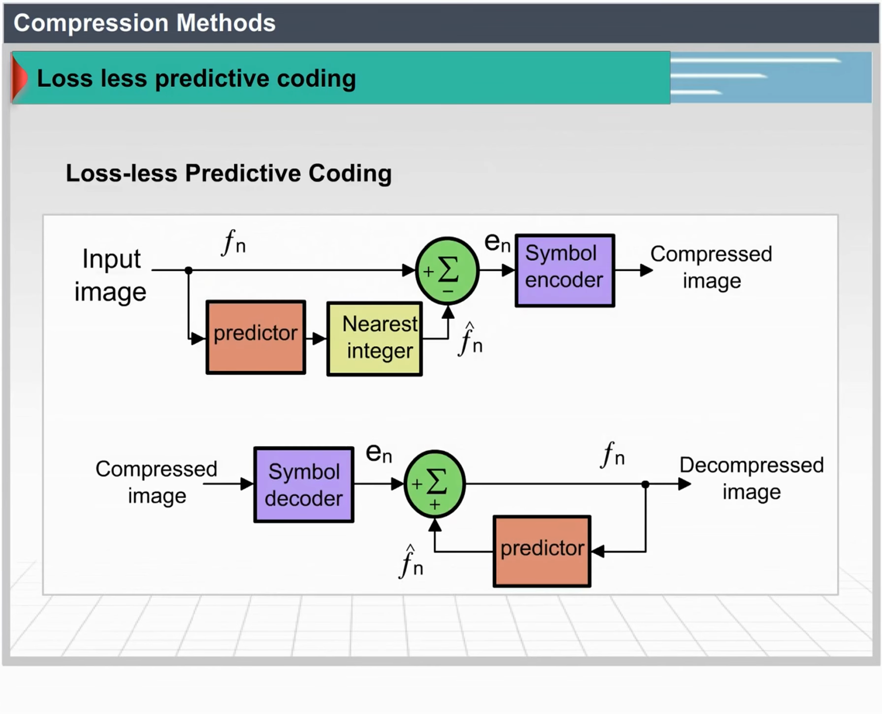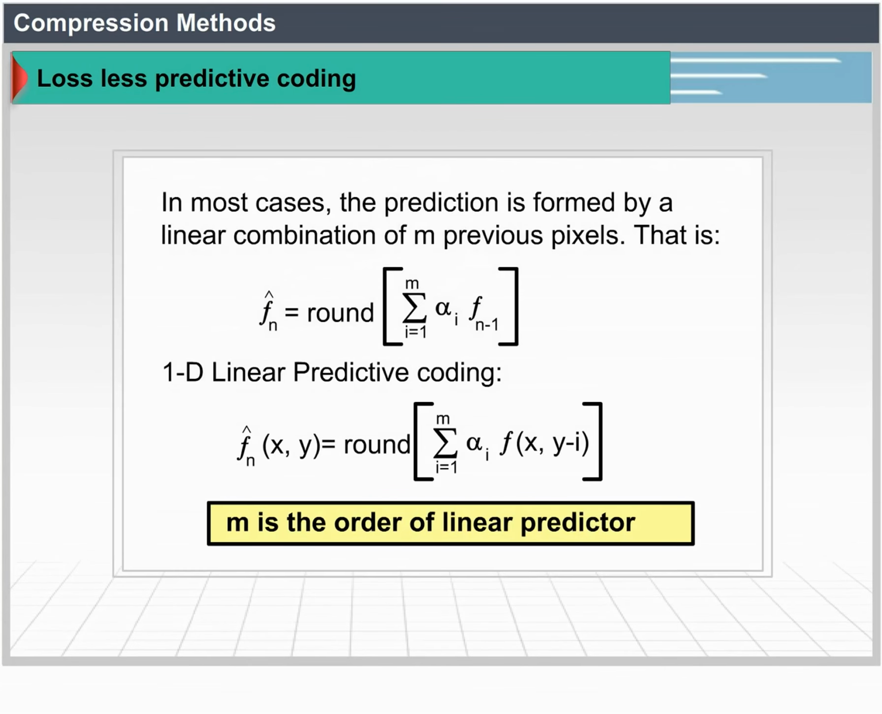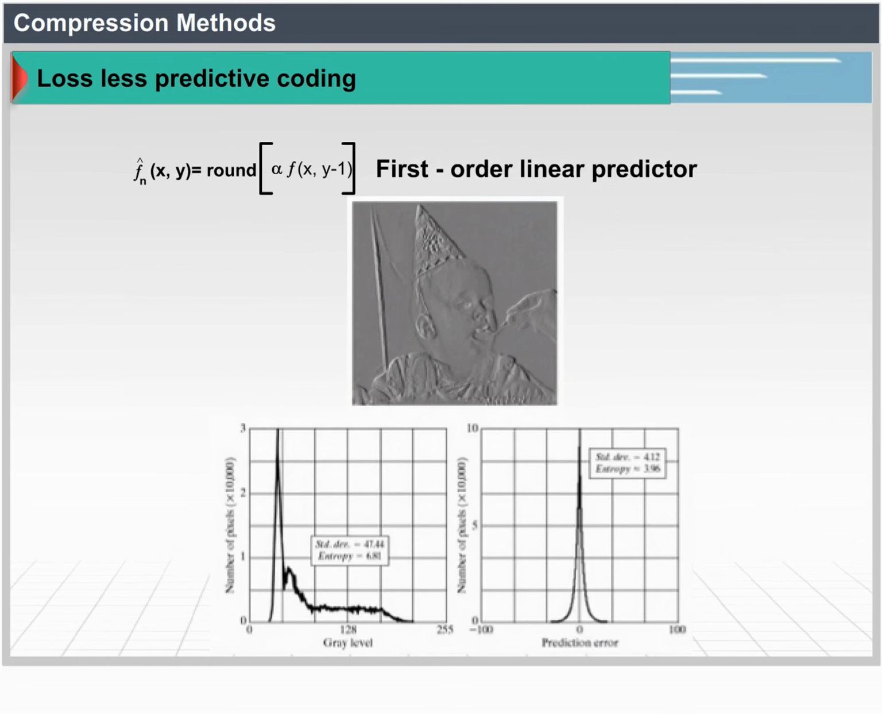The block diagram for lossless predictive coding is now seen. In most cases, the prediction is formed by a linear combination of m previous pixels. That is, the equation takes the form. 1D linear predictive coding will appear as, where m is the order of the linear predictor. The first order linear predictor graph and the corresponding image are seen.